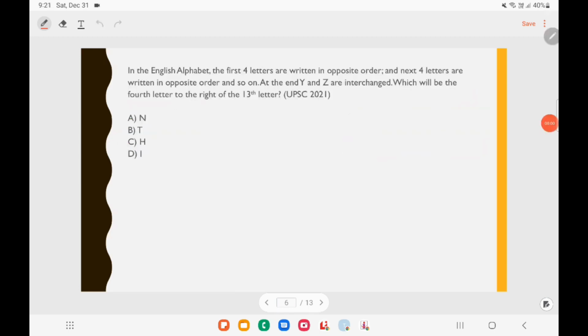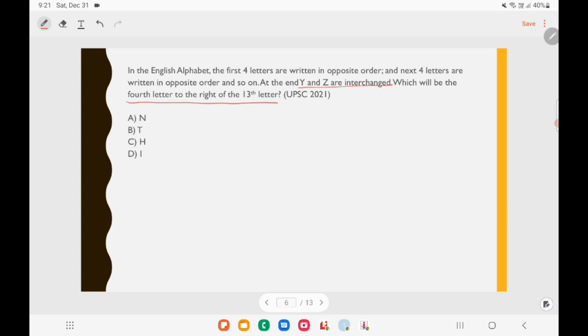Okay, now let's see the next question. In the English alphabet, the first 4 letters are written in opposite order. Then the next 4 letters are written in opposite order and so on. At the end, Y and Z are interchanged. Then which will be the 4th letter to the right of the 13th letter?